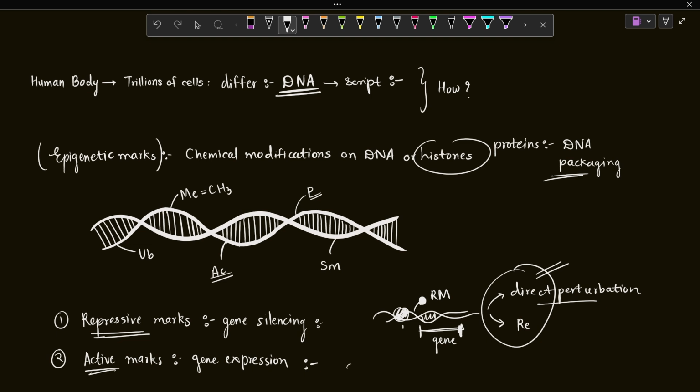If there is a repressive mark on the DNA or on the histones, it will result in gene silencing. And if there is an active mark, active means go, repressive means stop. If there is an active mark, it will result in gene expression.